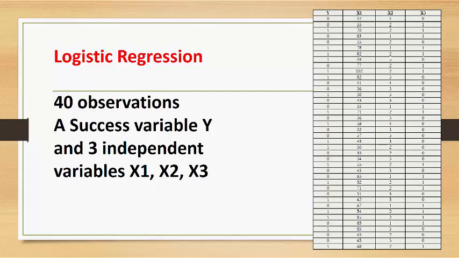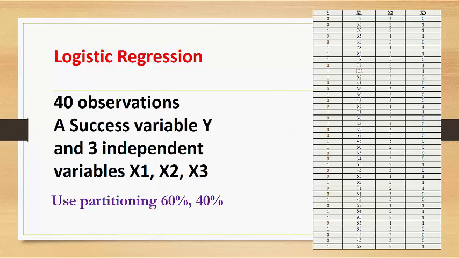We have a data set of 40 observations where y corresponds to the success variable. Y will take a value of 1 if it is a success and the value 0 if it is not. We also have variables x1, x2, and x3. They are the independent variables that will be used to classify observations. I can also call them my explanatory variables.